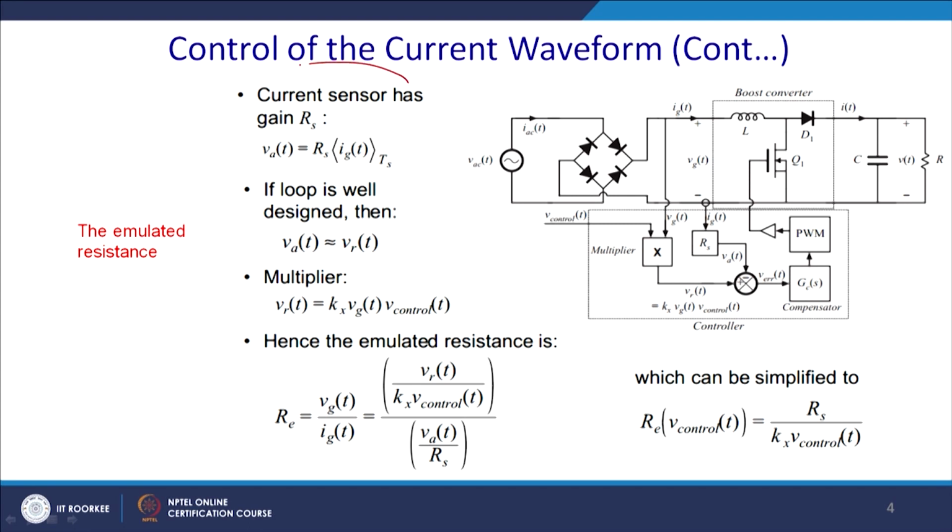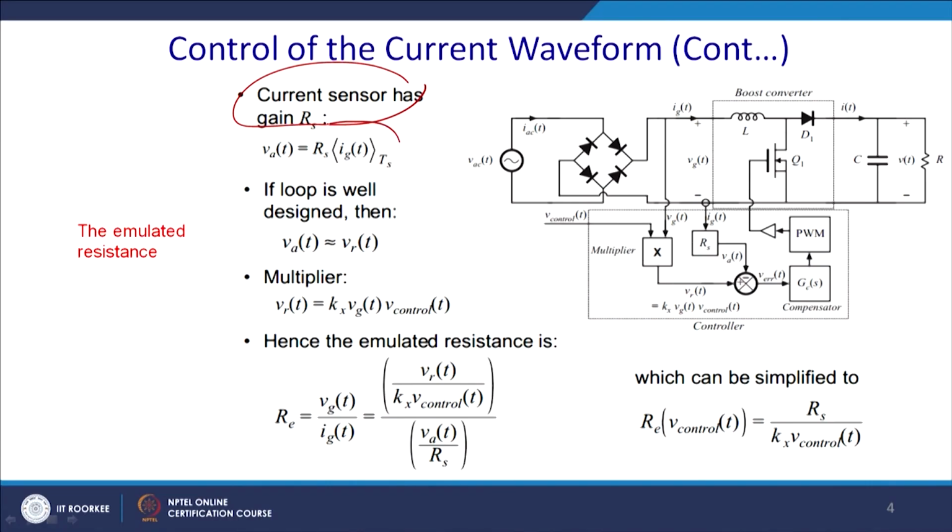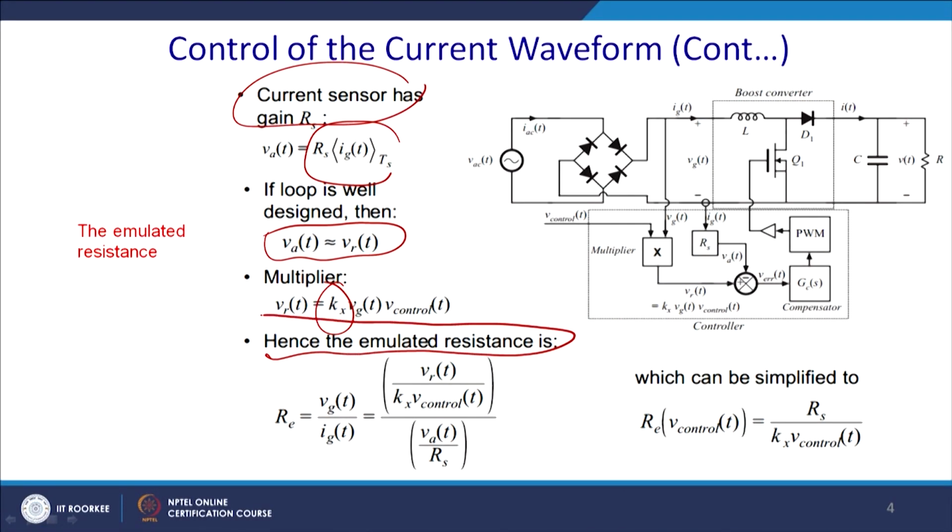The current sensor has a gain RS. Basically it has been multiplied, we have a scaling, because nowadays most of them use LEM kind of Hall effect current sensor resistors. So that is actually VA equals RS into IG. Then the loop is designed such that VA is almost equal to VR, and the multiplier will ensure that VR equals Kx into VG. So Kx is basically a multiplier, and that gives you a V equals IR kind of relationship. Hence, it evaluates the characteristics of the resistance.